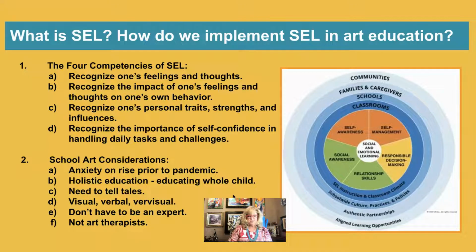Self-management. This is the ability to manage one's own emotions, thoughts, and behaviors, so important, effectively in different situations and to achieve goals and aspirations. And relationship skills. This is one of the green pieces of the circle. This is the ability to establish and maintain healthy, supportive relationships and to effectively navigate settings with diverse individuals and groups. So that's a little bit about CASEL and SEL.